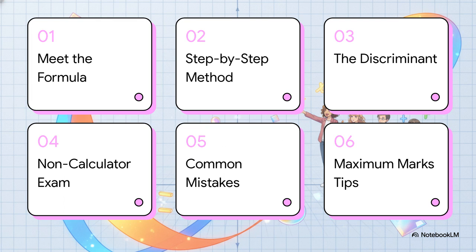So here is our exam playbook for today. First, Section 1, meet the formula. Then, 2, the step-by-step method. 3, decoding the discriminant. 4, tackling non-calculator exams. 5, common mistakes to avoid. And finally, 6, tips for maximum marks.